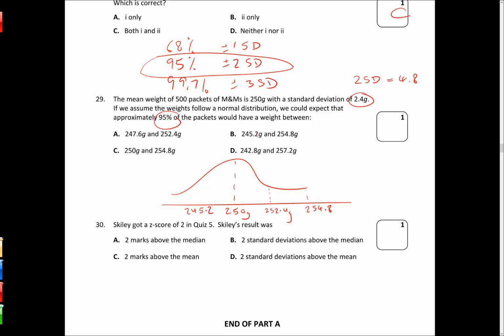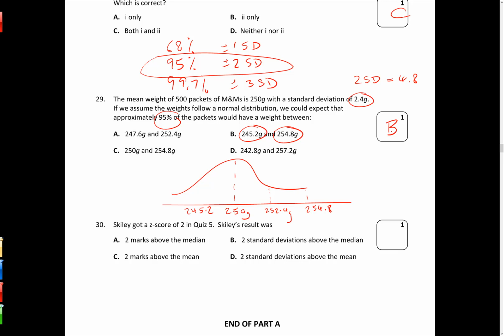And where's that? 245.2 grams, 254.8 grams. That's both 2 standard deviations up and down from the mean. Yoink. Now Skylar got a Z score of 2. Skylar's result was, this is just a pure conceptual understanding, and we already did one of these.